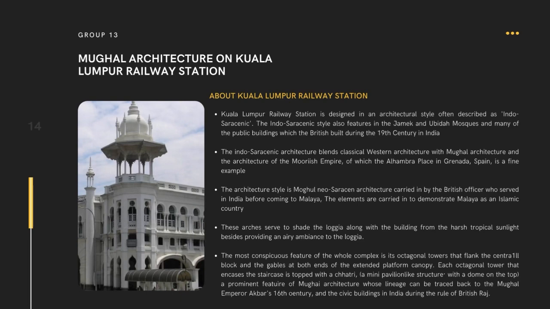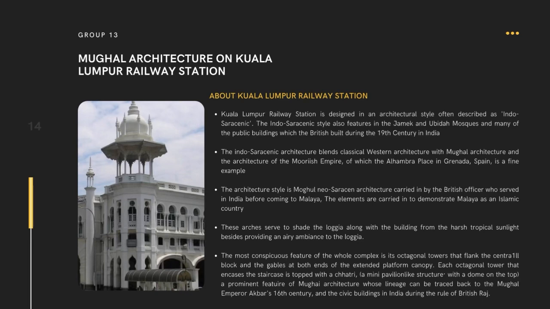This is the Mughal architecture on Kuala Lumpur Railway Station. Kuala Lumpur Railway Station is designed in an architectural style often described as Indo-Saracenic. The Indo-Saracenic style also features in the Jamek and Ubudiah mosques and many of the public buildings which the British built during the 19th century in India. The Indo-Saracenic architecture blends classical Western architecture with Mughal architecture and the architecture of the Moorish Empire, of which the Alhambra Palace in Granada, Spain, is a fine example.